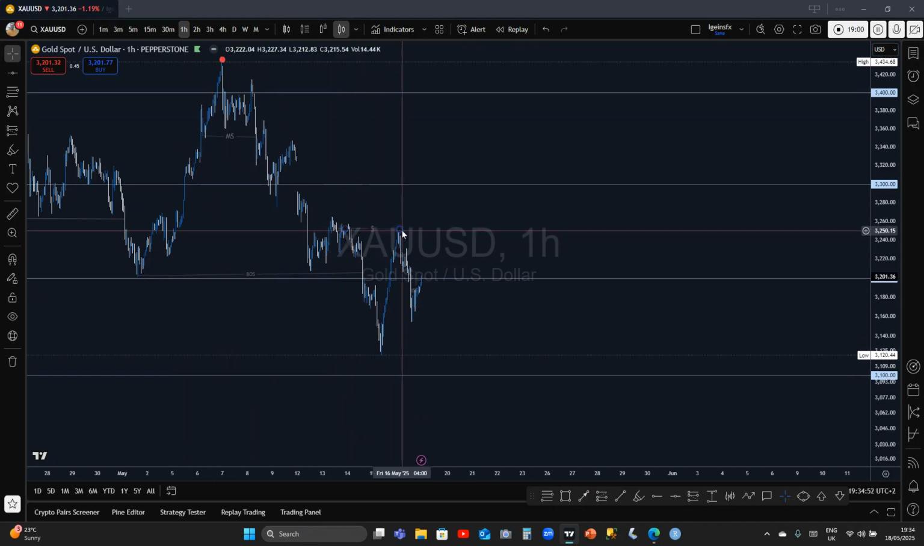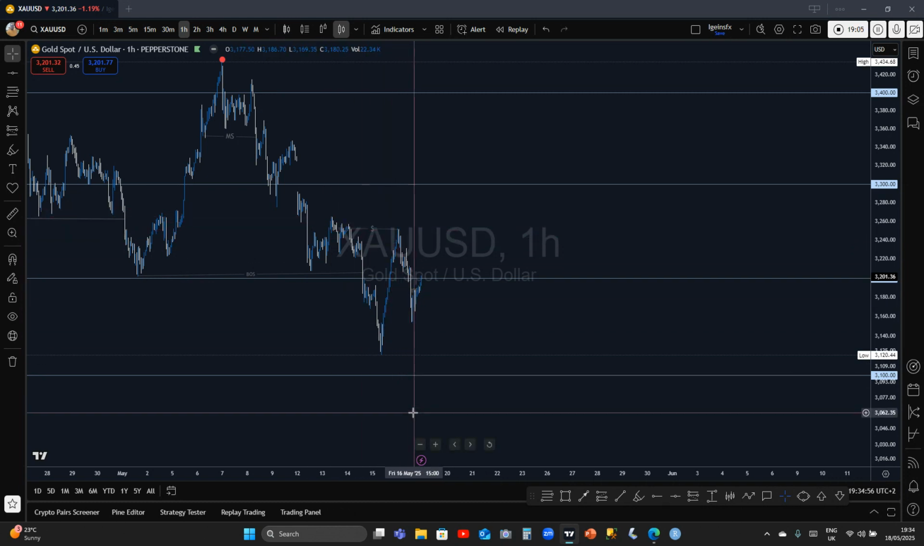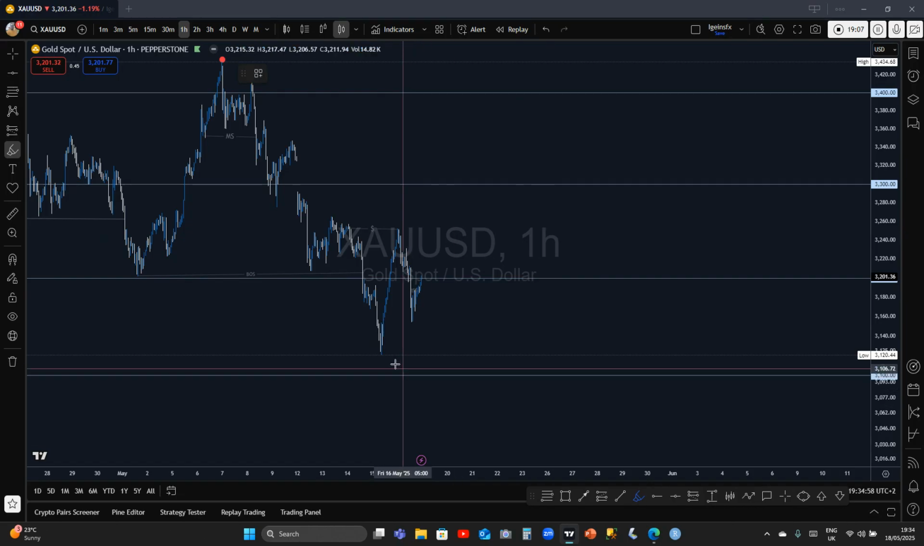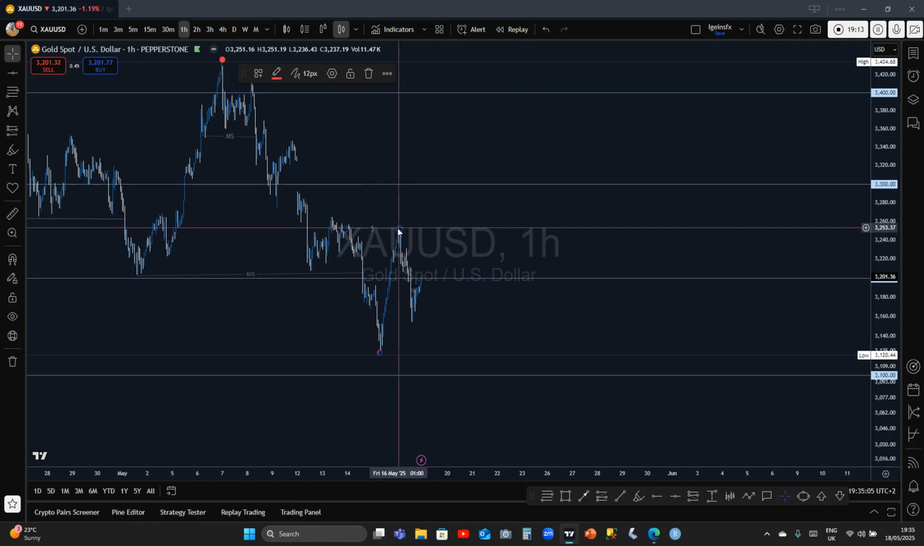Price pushed to this point. It did not take out this high. It pushed, it did not create another low, it failed to create. That means there is potential liquidity here.